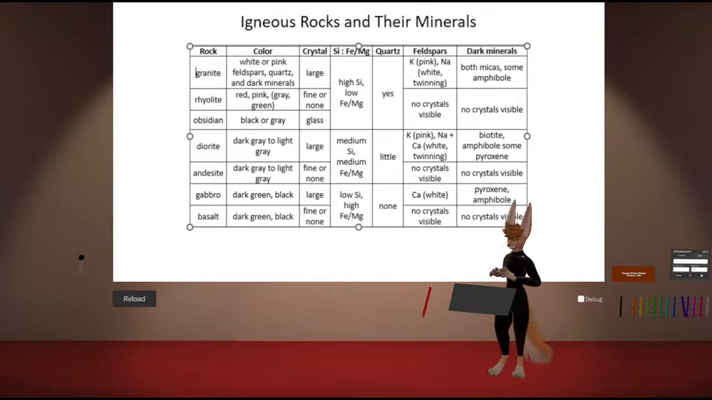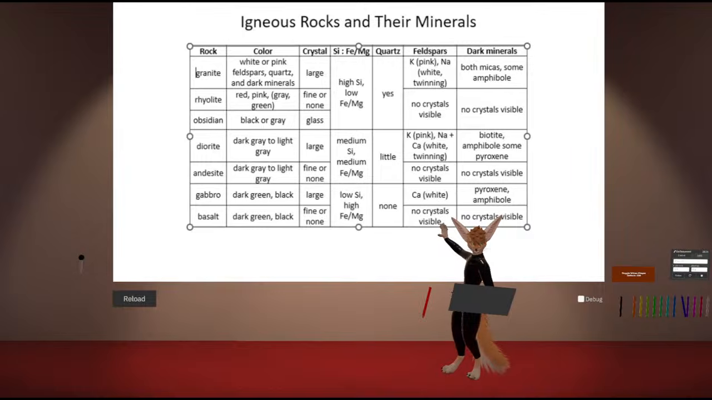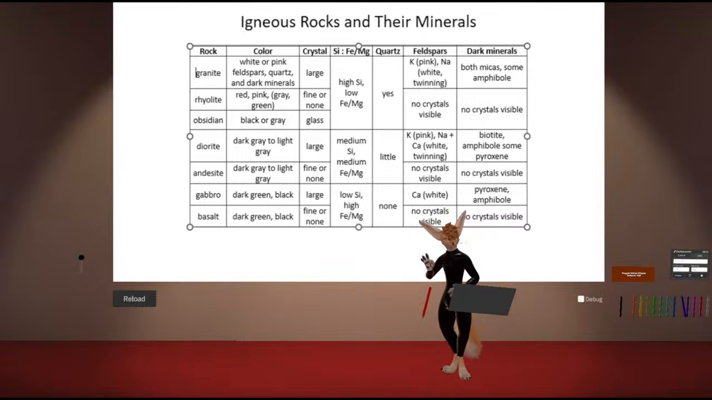Fine crystal or none. Obsidian is going to be glass, so it's going to be black or gray. Diorite, dark gray to light gray, large crystal. Andesite, dark gray to light gray, with fine or no crystal. Gabbro, large crystal, dark green, black, and so on and so forth. But take a good look at this chart real quick, because this will help us figure out which rocks are which. Are you ready?